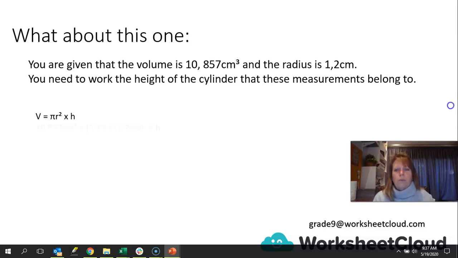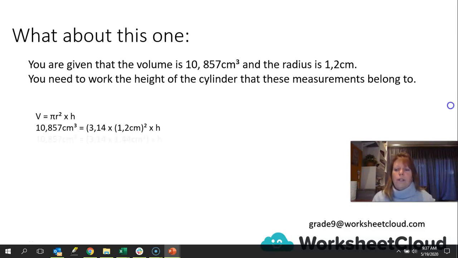So we know the volume is 10,857 centimeters cubed. We know what pi is, which is 3,14, and we know that the radius is 1,2 centimeters that we have to square. Okay, we then have to leave it as times h because we don't know what the height is. That's what we are trying to figure out.